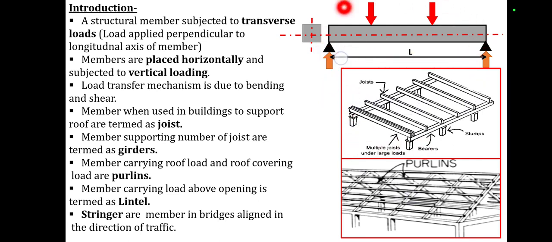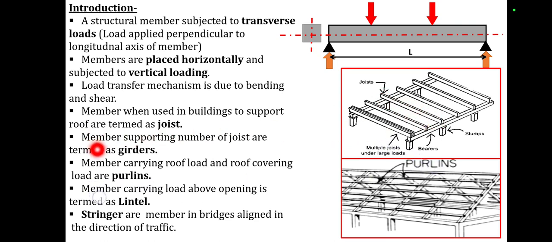If you observe, the diagram which I am highlighting is a diagram of a beam which is loaded transversely. Then there are different examples of the beam section. First one is joist, then a girder, a purlin, a lintel and a stringer. Let us see these elements one by one. The first element is the joist. When used in a building to support a roof, it is called a joist. This is a diagram of a joist. See here, these are the joists.